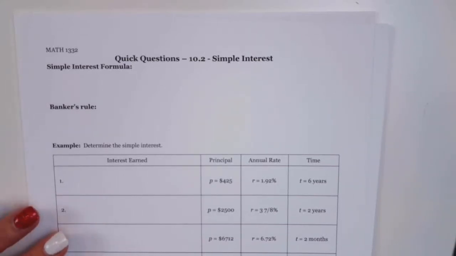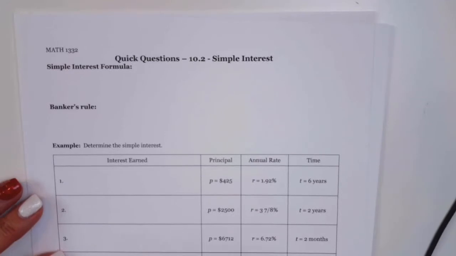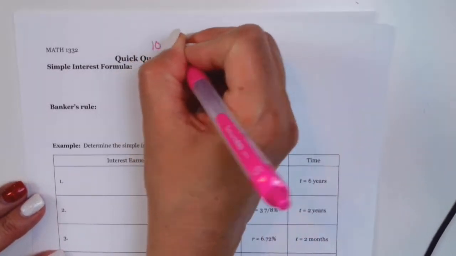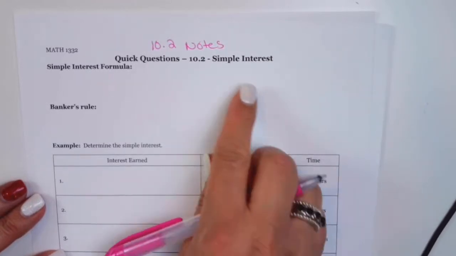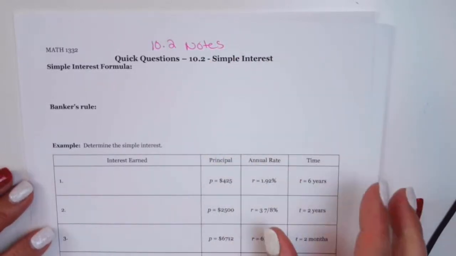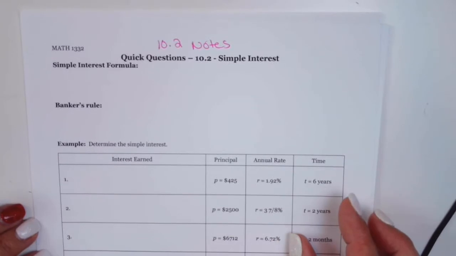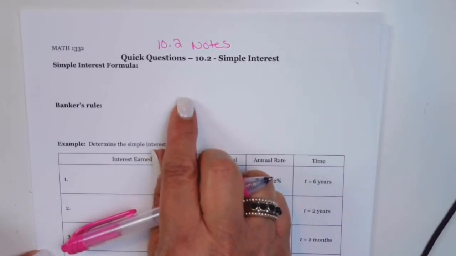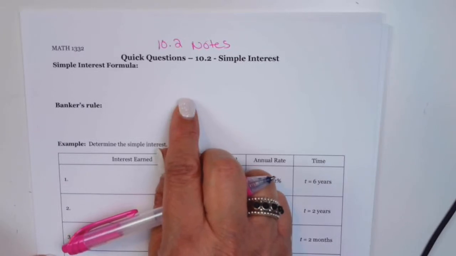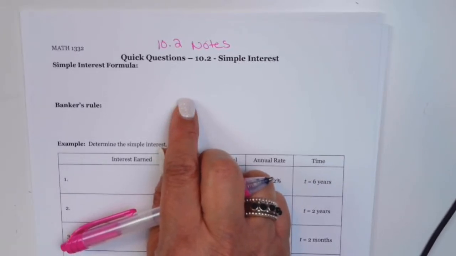Hello. This lesson here is 10.2 notes. So we're going to be talking about simple interest. Simple interest is based on the entire amount of the loan for the total period of the loan.